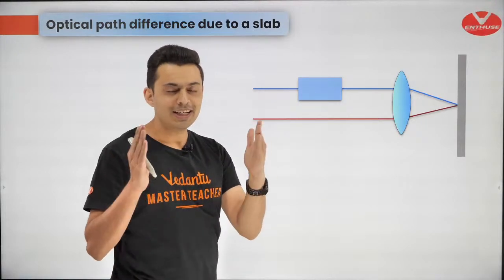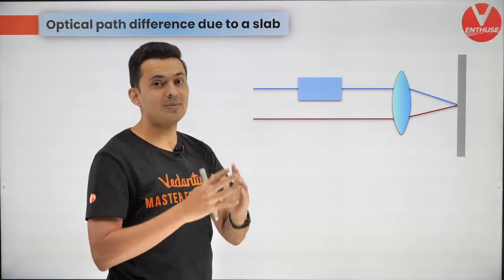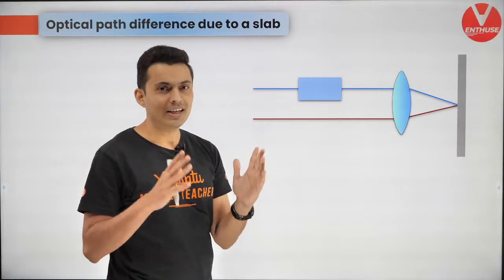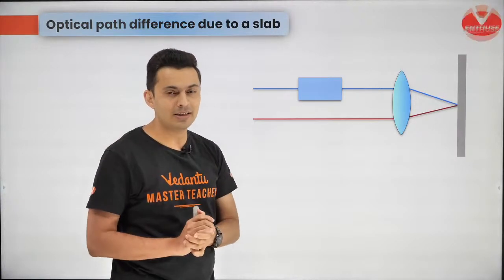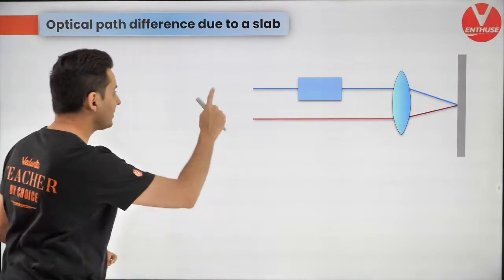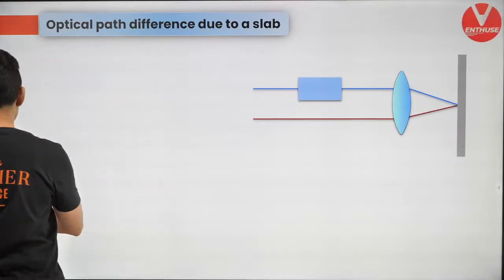So I hope you see there is some kind of a path difference which has been created. Don't you see that? There is some kind of a path difference which has been created. So understand what is that path difference. That can be easily found out.